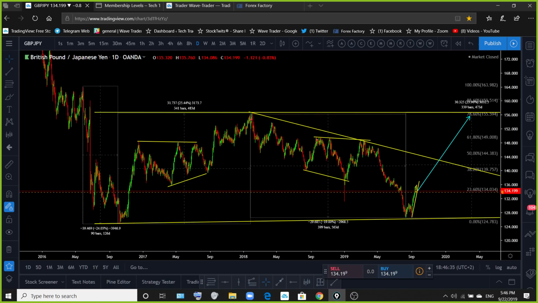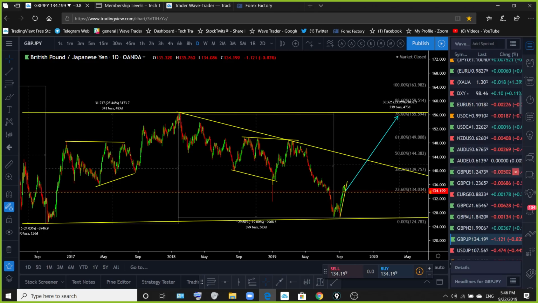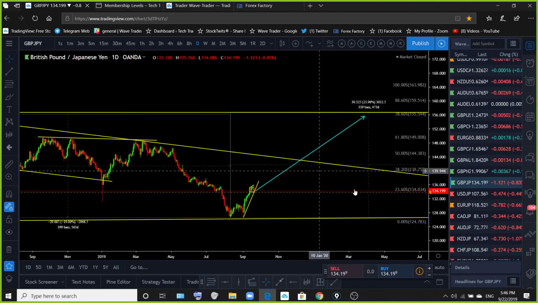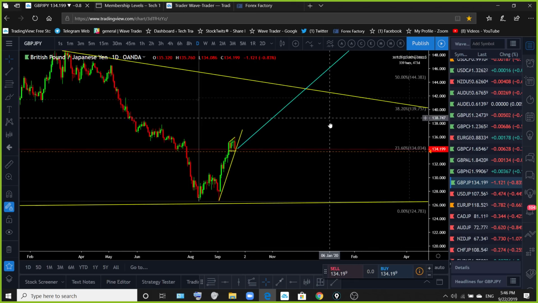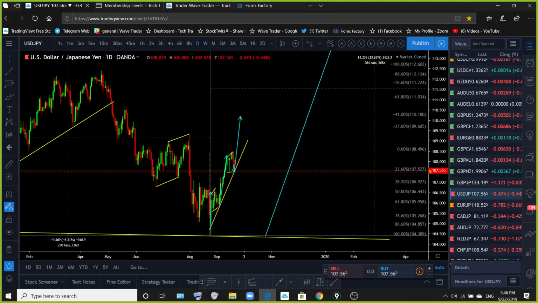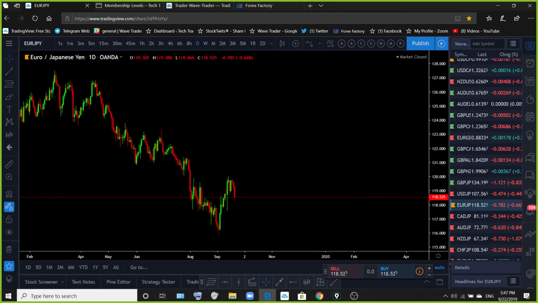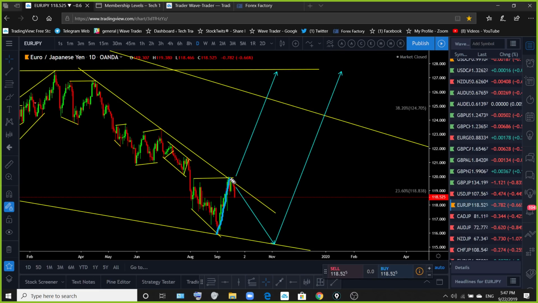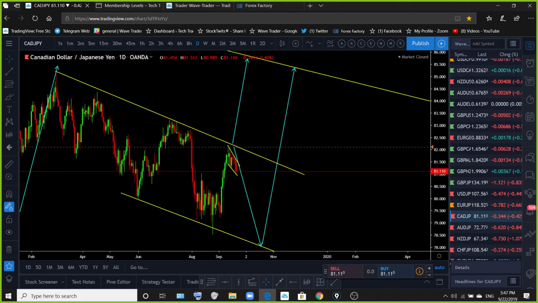So what I'm saying, in other words, if I show you a couple of other yen pairs, you see that the move is there. Pound yen moved within that circle from the bottom. Pound yen moved, dollar yen moved from the bottom. Euro yen moved from the bottom within that circle. CAD yen moved from the bottom within that circle.